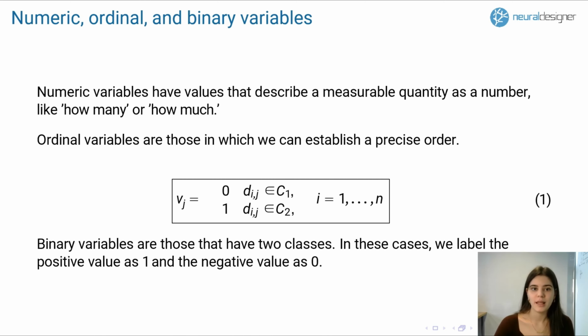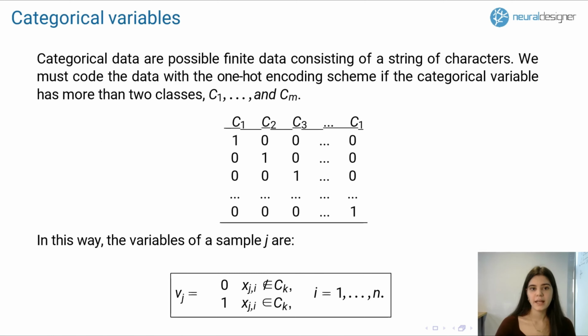Binary variables. Binary variables are those that have 2 classes. They usually indicate the absence or presence of some categorical effect that may be expected to shift the outcome. For example, a patient may be positive or negative for a given disease. Another example is that a customer may or may not have purchased a product. In these cases, we label the positive values as 1 and the negative values as 0.